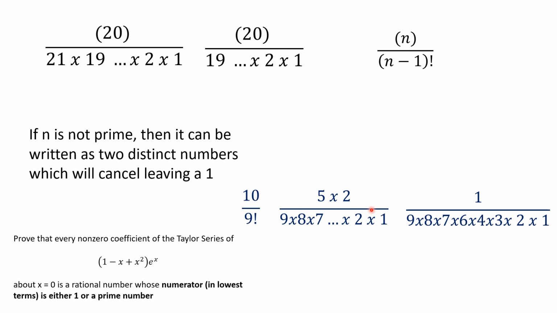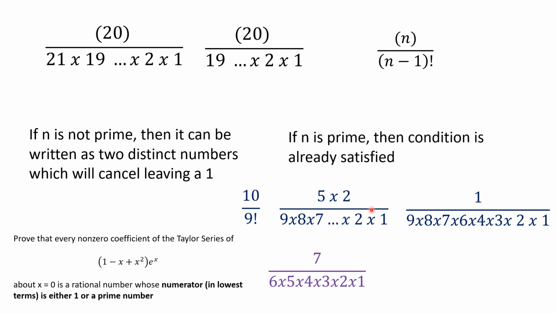In the other case, n could also be prime, and if n is prime, then we've already completed our condition. So for example, our Taylor series for this one would be 7 squared over 8 factorial. Well, the first 7 cancels, and the 8 doesn't matter, so then we just have a prime over a factorial. So overall, this shows why this always works when you have n over n minus 1 factorial. If n is not prime, it can be written as two distinct numbers, which will cancel out to 1. If n is prime, then you've already satisfied the condition of the numerator either being 1 or prime.